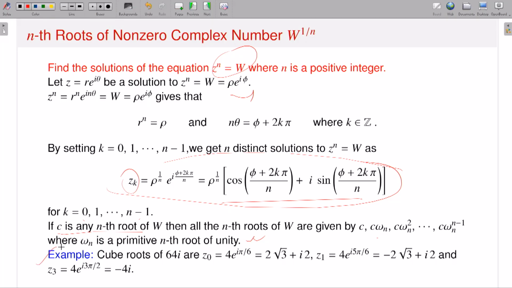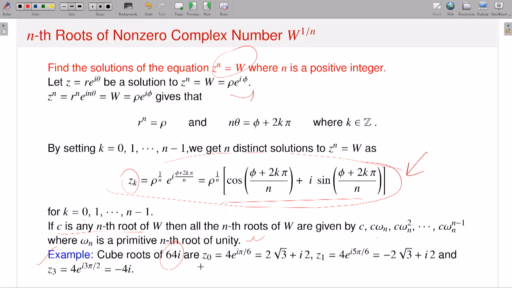So one example I have discussed is how to find the cube roots of 64i. Since I am talking about cube roots, it will have 3 distinct values. You just calculate by using this formula, and you will end up with z0 is this one, z1 is this one, and z2 is this, as I said, that was a typo. You do that, so I am not going to do that.